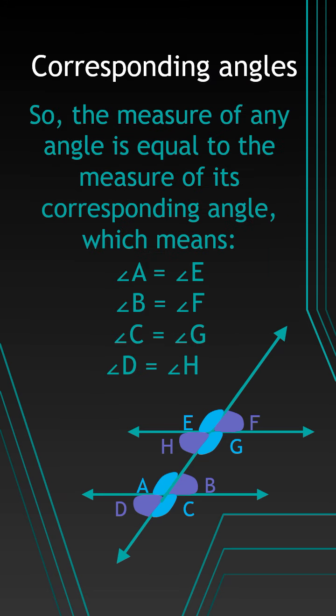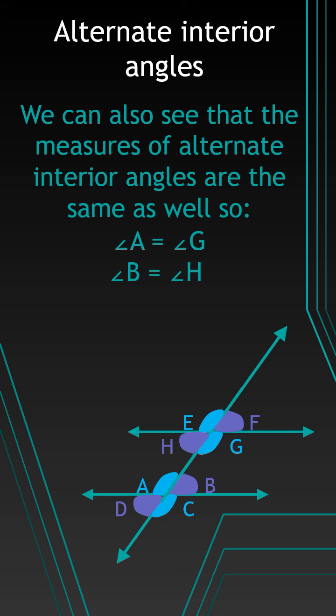So the measure of any angle is equal to the measure of its corresponding angle, which means the measure of angle A is equal to the measure of angle E, the measure of angle B is equal to the measure of angle F, the measure of angle C is equal to the measure of angle G, and the measure of angle D equals the measure of angle A. We can also see that the measures of alternate interior angles are the same as well. So the measure of angle A is equal to the measure of angle G, and the measure of angle B equals the measure of angle H.